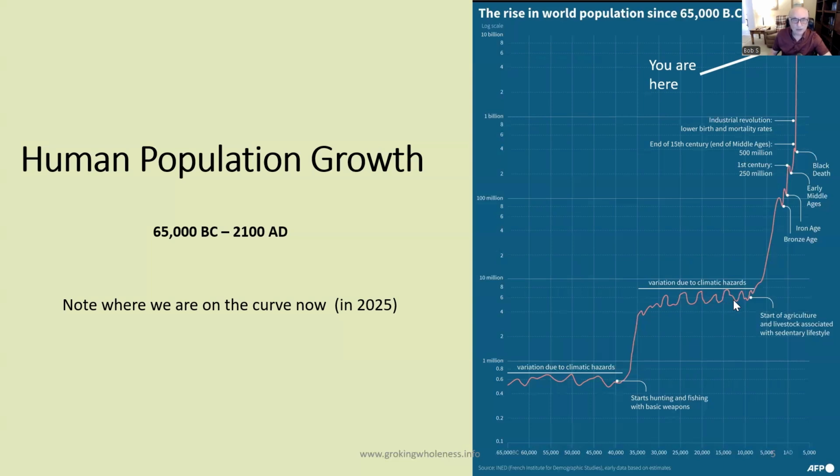There was some variation due to climate changes, very warm weather or very cold weather. And then we discovered agriculture around 10,000 years ago. And what happened again? Things really took off. And you can see that by the start of the Industrial Revolution, we're up to 1 billion people. At the end of World War II, the population of the planet in 1945 was estimated to be around 2.5 billion people. Today, it's estimated to be 8.2 billion people.